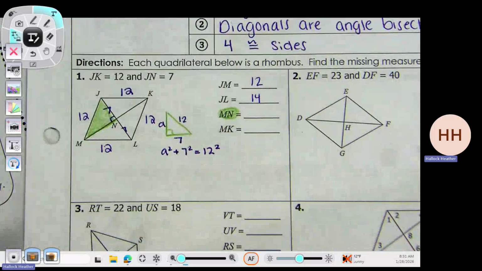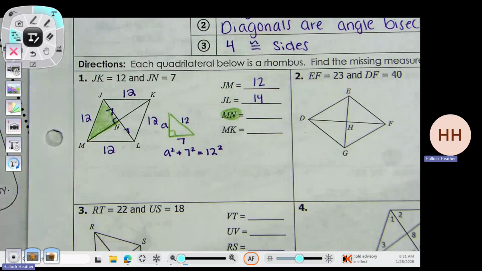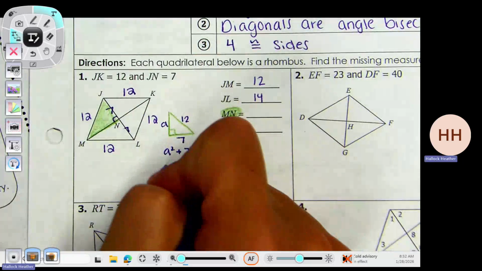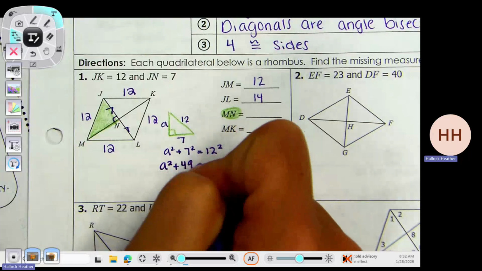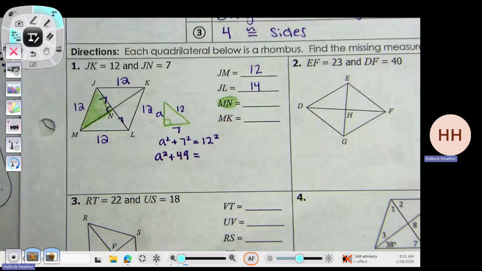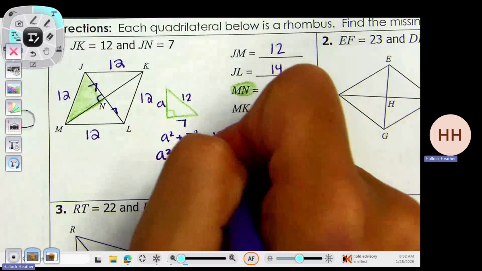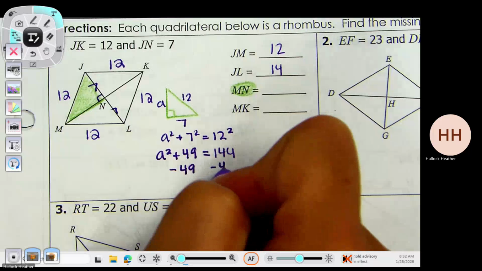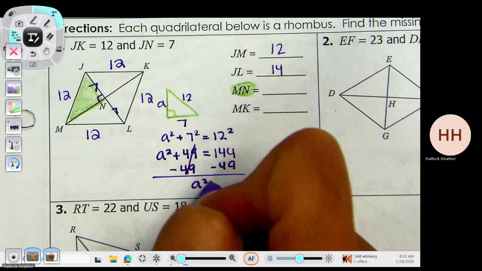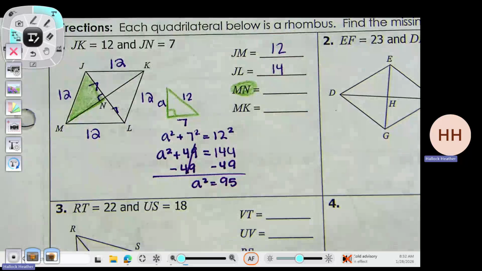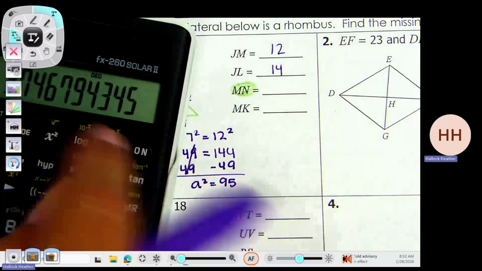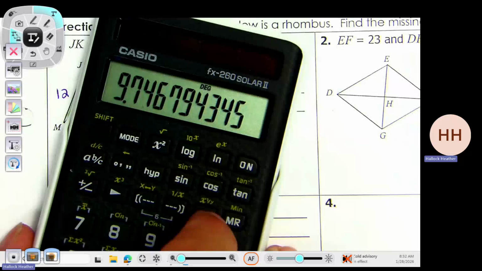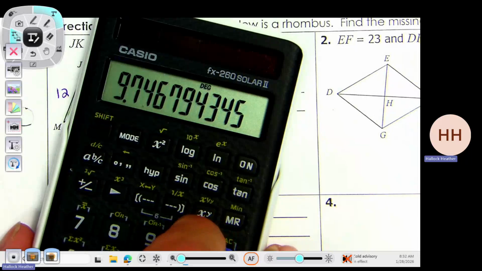So this is where you square them, and then you subtract 7 squared from both sides. In a calculator, 7 squared is 49 and 12 squared is 144. You should know those, hopefully, but some of y'all don't even know your multiplication tables. So I'm subtracting 49 from both sides. When I subtract, what do I get? 95. Then if you take the square root, you get 9.7. So that side is 9.7, and we're going to put it in the picture.